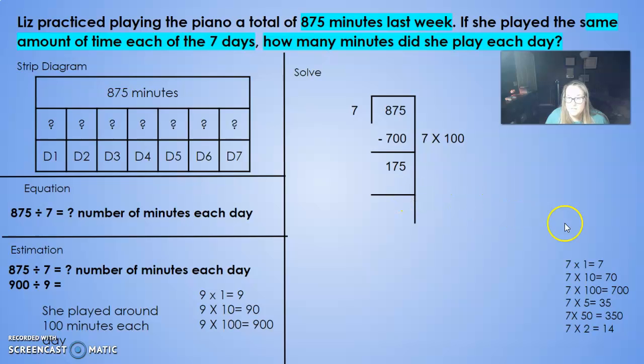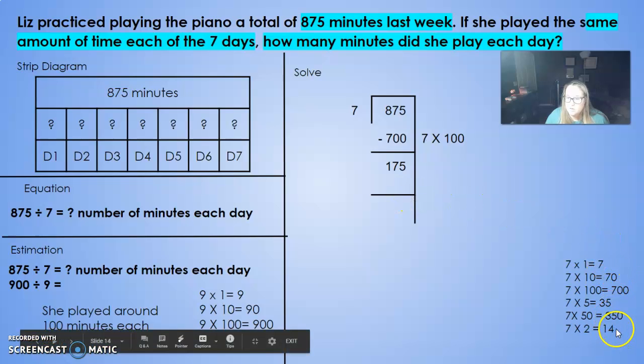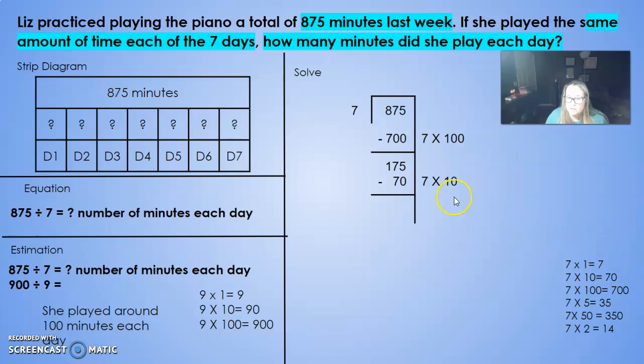So now I'm going to do the same thing. Looking over here, what's the closest number to 175 without going past it? If you said 70, you're correct. So now I'm going to take away 70. So the way I got 70 is 7 times 10. So I wrote that down. Now I'm going to subtract 175 minus 70. When I do, I get 105.